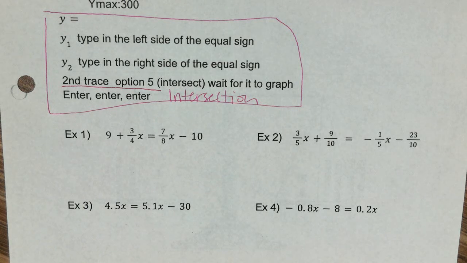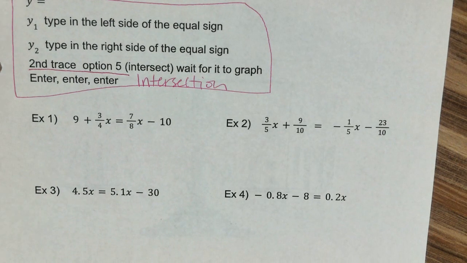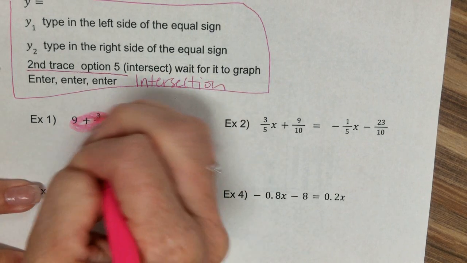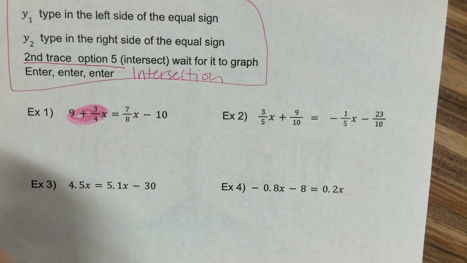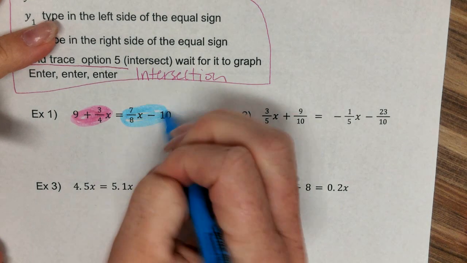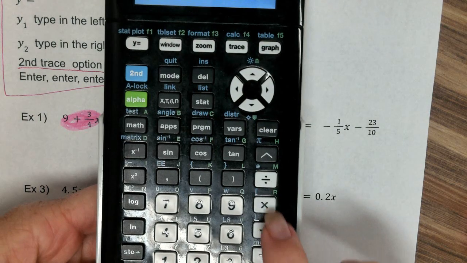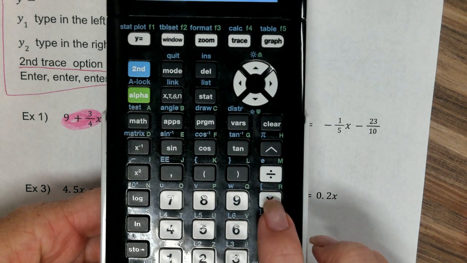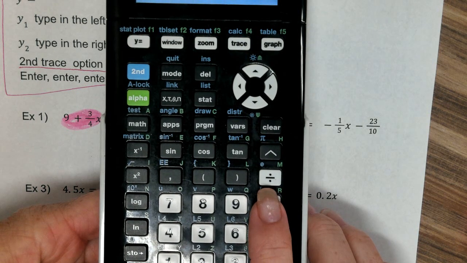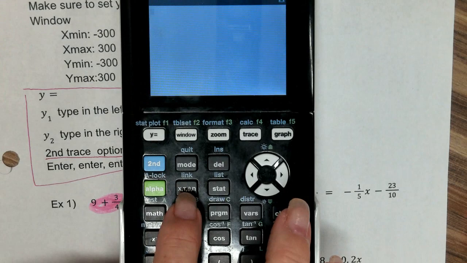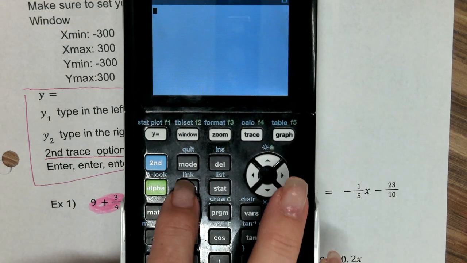Are we okay? All right, here we go. Let's go do the first one. I am going to put the left side in Y1, the right side in Y2. Before we do that, let's go over one thing. This is a what? Multiplication button. Do not push it for X. This is a what? X.